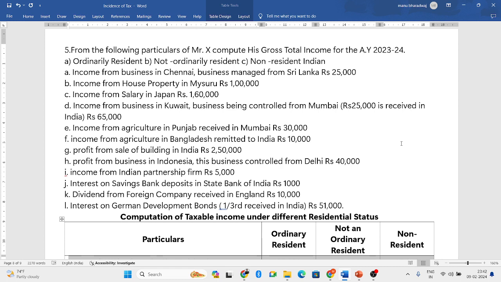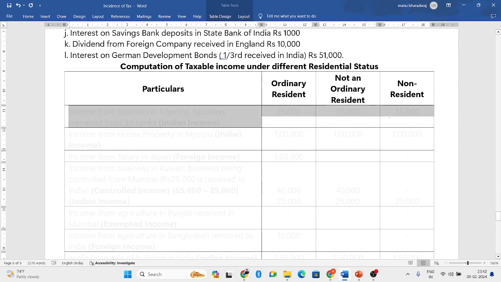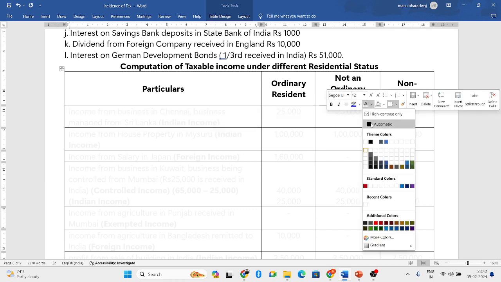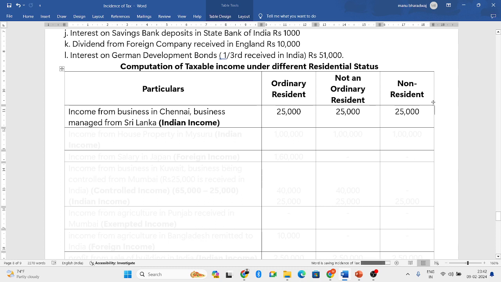So the first transaction is income from business in Chennai, business managed from Sri Lanka. So income from business in Chennai. So there is the arising aspect. The income is arising in India. So when the income is arising in India, it is considered as Indian income. So if it is an Indian income, all the three people will be taxed. There's a chart I've explained in the part 1 video. If you have not seen the part 1 video, please visit the part 1 video and try to analyze that particular chart.